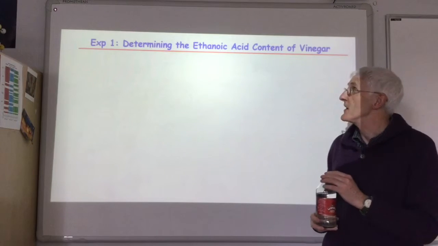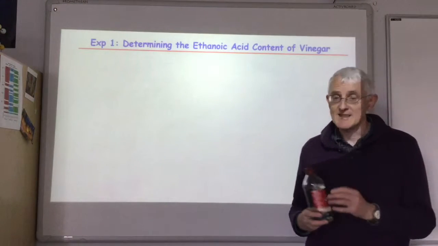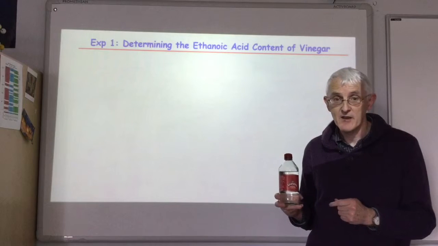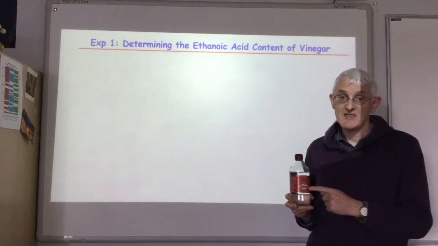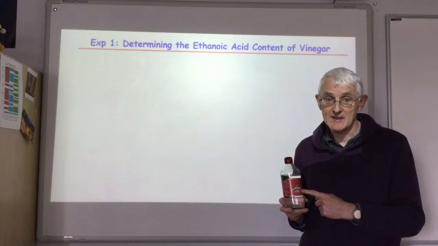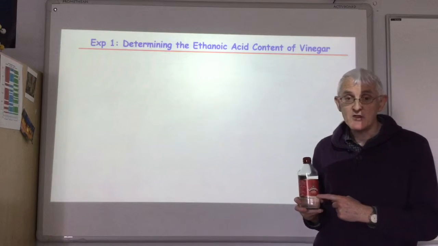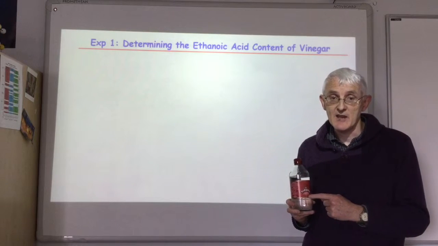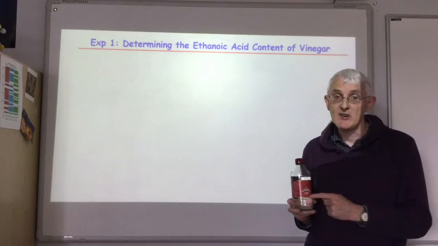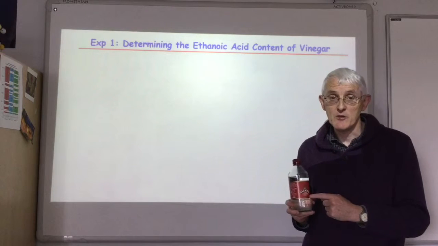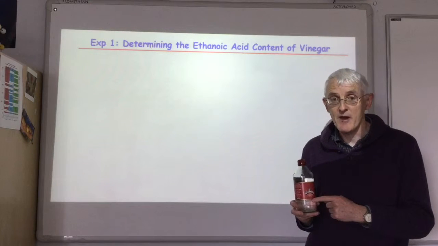The aim of the first experiment is to determine the ethanoic acid content of vinegar. Now, as you should know, vinegar is just a dilute solution of ethanoic acid. So the concentration of ethanoic acid in the vinegar can be determined by titrating it with an accurately known solution of sodium hydroxide. Therein lies the problem, however.